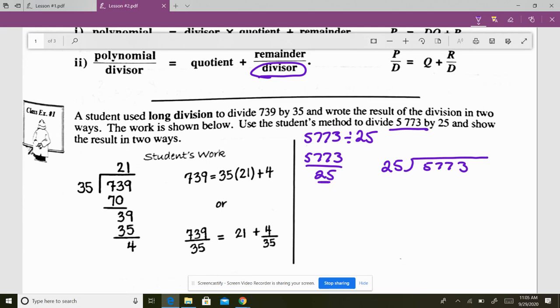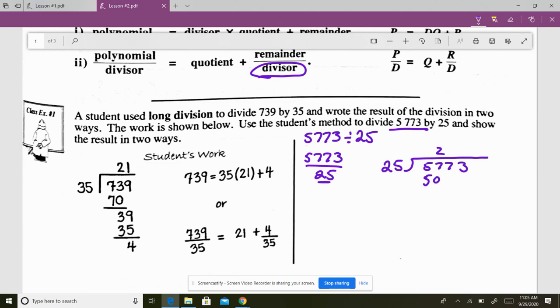All right, who remembers how to do this? What do? So you take the first two numbers, 57. Okay. What times 25 gets close to 57 without going over? 2. So you put the 2 right above there. Then you go 2 times 25 is 50.